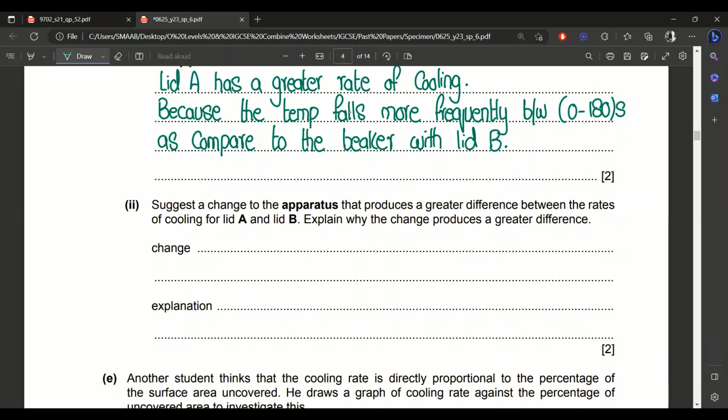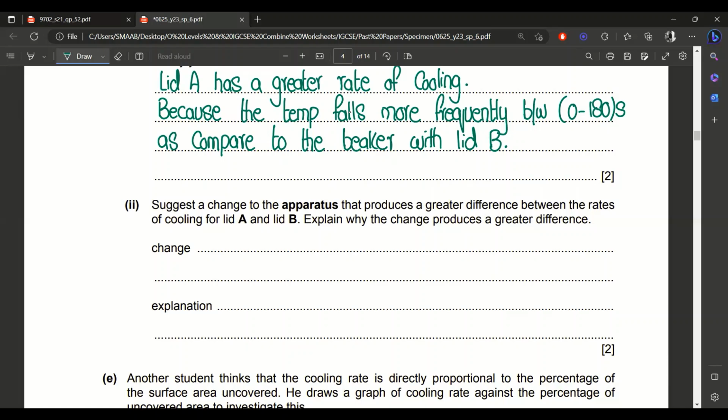The lid could be of a reflective material. Okay. So, and that it's a bad absorber of heat, but we need a good absorber, right? Because if it absorbs an amount of heat, then it will transfer into the surrounding, right?